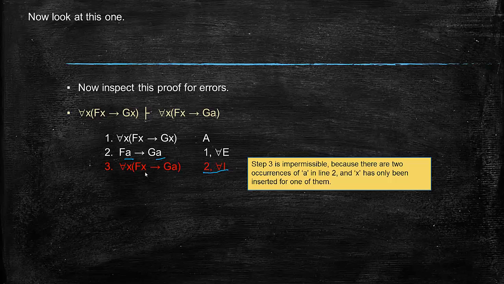So in order to do this properly, we would have had to write for all x, Fx, Gx. And of course, that's not what we were looking for. So this proof isn't something that we're able to complete.